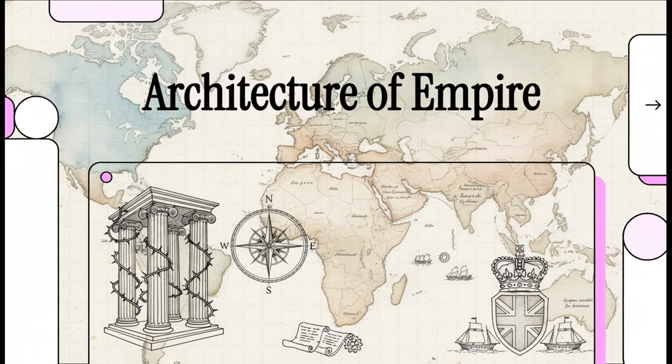We're going to meticulously break down the dates, the key figures, and the specific territories that literally built the architecture of the British Empire, along with the broader European scramble for global dominance. It's like a giant puzzle, and today we're putting the pieces together. So let's dive right in.